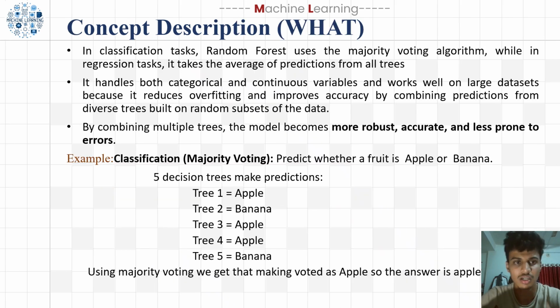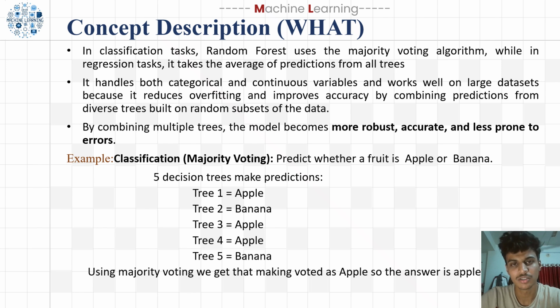The next is content description. In random forest, classification tasks are handled by majority voting, while regression tasks use averaging of predictions from all trees. It can handle both categorical and continuous variables, making it very versatile. By combining predictions from diverse trees built on a random subset of data, it reduces overfitting and improves accuracy.